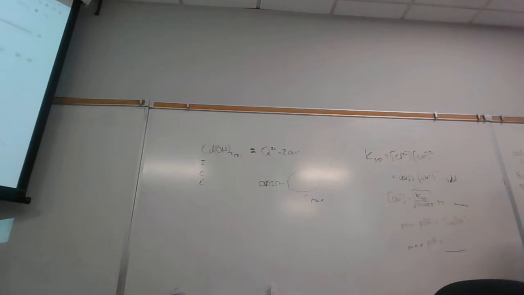So we could just go ahead and do this calculation. 2.5 times 10 to the minus 13, and then divided by 0.0055 equals, and then take the square root of that. And so the hydroxide concentration I get is 6.74 times 10 to the minus 6. Is that what you got? No, I got 2.13 times 10 to the negative 6.